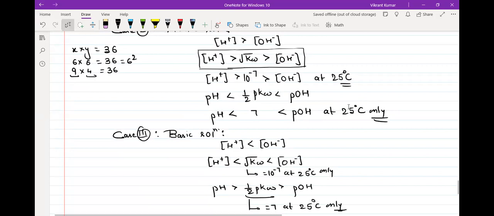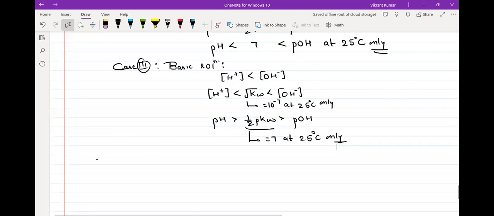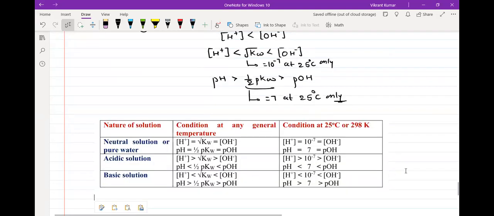Is it okay? So I have summarized this whole thing in a table, and that table is the final destination. Whenever you have to revise it, just refer to this table. I have completed it for all the cases at any general temperature as well as 25 degrees. In a neutral solution or pure water, H plus and OH minus will be equal, and that will be equal to root Kw. pH will be equal to pOH, and that will be equal to half pKw. At 25 degrees C, this root Kw becomes 10 raised to minus 7. At 25 degrees C, half pKw becomes 7.